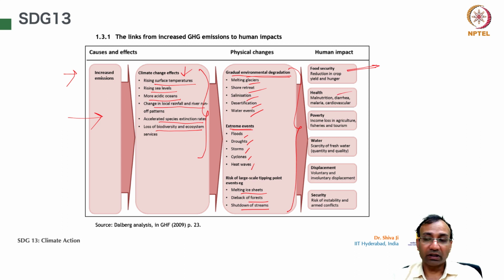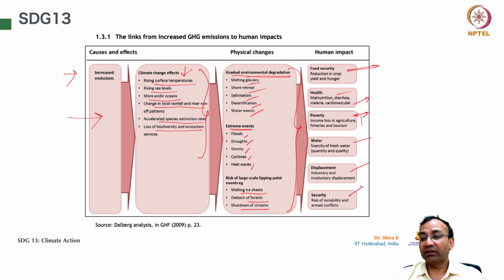Health: a lot of people are going to get diseased, with malnutrition, diarrhea, and cardiovascular situations also possibly arising. Then poverty: all of these instabilities are going to push many people into loss of jobs and work opportunities. Water: scarcity of fresh water. Displacement: there will be forced migration of people from places.